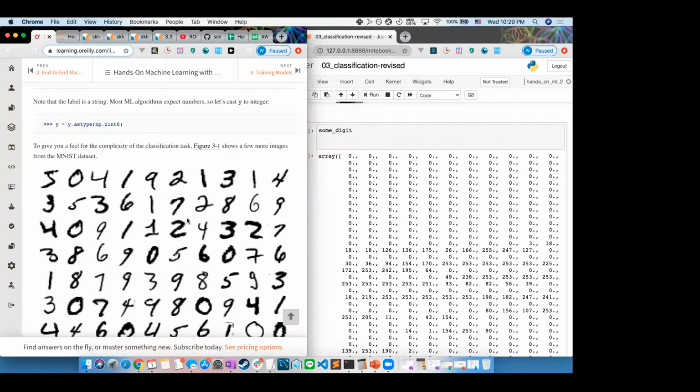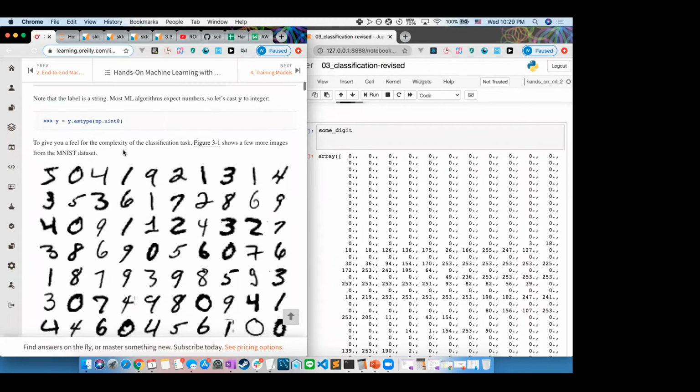No? Okay, great. It says, note that the label is a string. Most ML algorithms expect numbers, so let's cast the Y to integers. So we're changing all the Y's to NumPy uint8, right? It's just a type of integer.